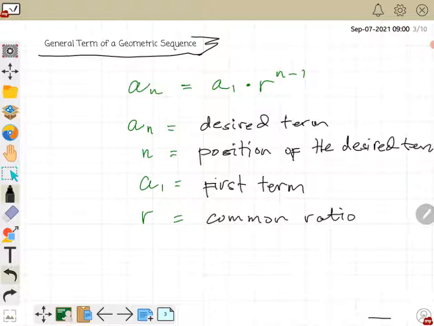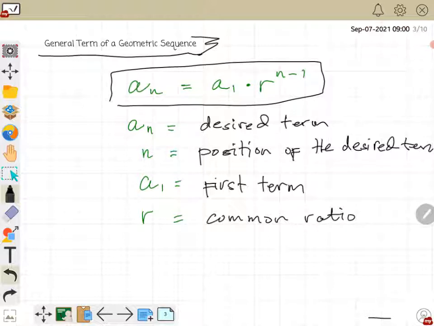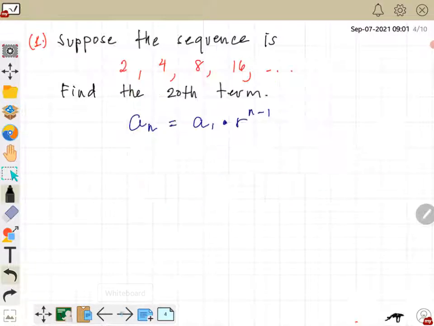So this is our general term of a geometric sequence. a sub n is our desired term. Suppose we're trying to find the 30th term. Whatever that 30th term is, that is our a sub n. Our n is the position of the desired term, so if we say 30th term, our n is 30. a sub 1 is of course the first term, and r is what we talked about a while ago, the common ratio.